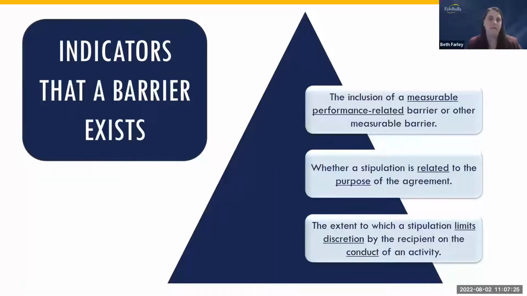A stipulation should be related to the purpose of the agreement. So if they provide you a barrier that maybe isn't related, that would be a discussion for sure. And then the extent to which a stipulation limits discretion by the nonprofit organization or over the conduct of the activity. So these are indicators of barriers. It's not necessarily, like I said, a simple thing. It is something that must be overcome by the organization.